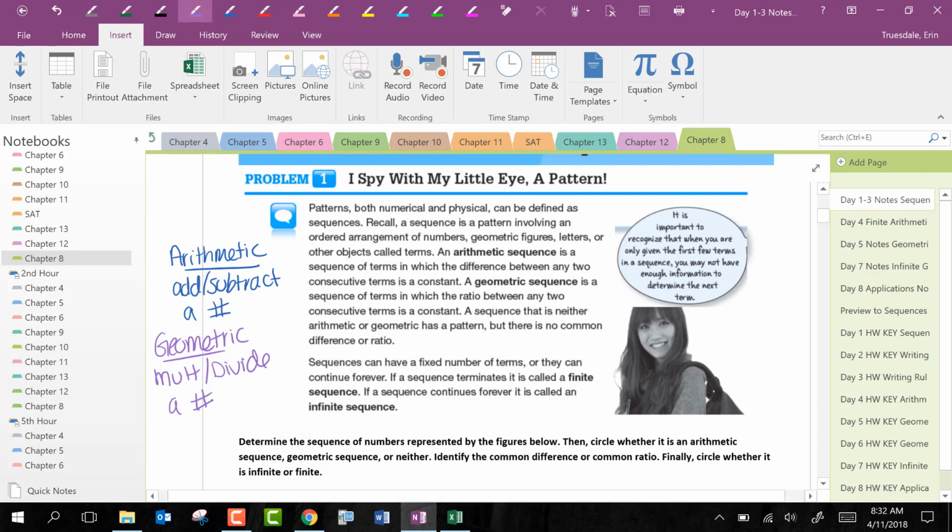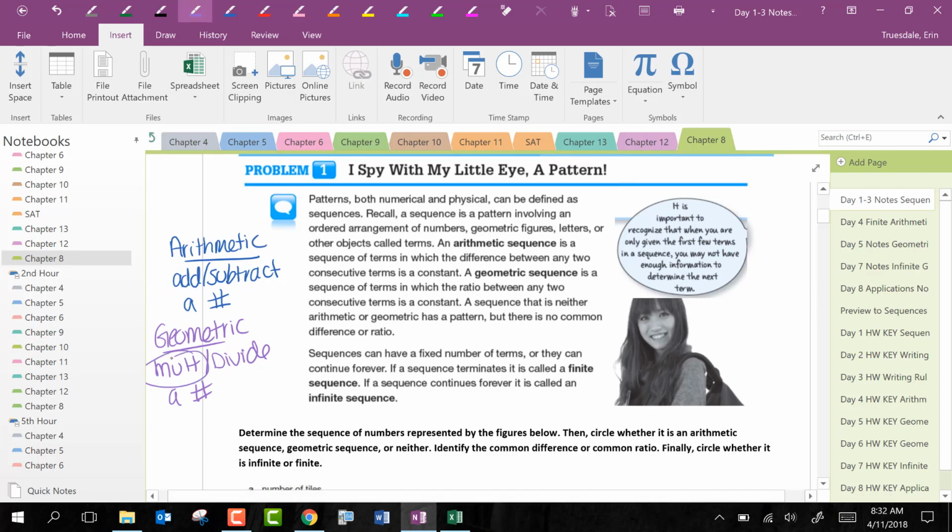So for example, if you see a sequence that is being divided by 2, divided by 2, divided by 2, instead of saying it's divided by 2, we talk about it being multiplied by 1/2. You always talk about it in terms of what it's being multiplied by. You could have a sequence that is neither of these, where it has a pattern but it doesn't fit geometric or arithmetic. And then at the bottom they talk about it being finite or infinite. A finite series stops at some point, and infinite just goes on forever.